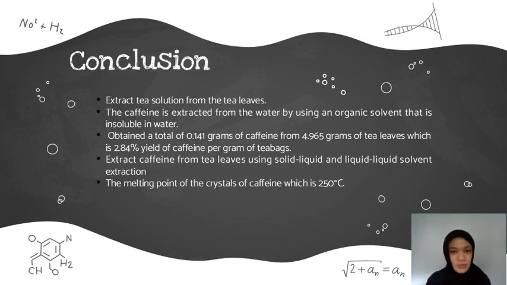As a conclusion, we were able to extract caffeine from tea leaves using polar-nonpolar solvent extraction techniques. We also managed to determine the melting point of the crystals of caffeine, which is 250 degrees Celsius.